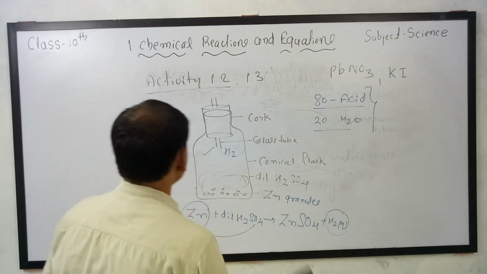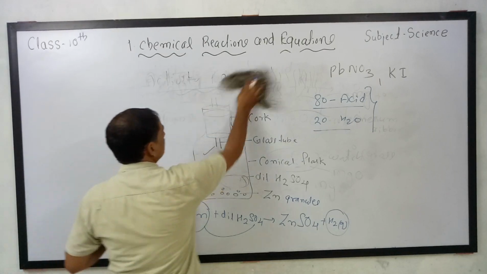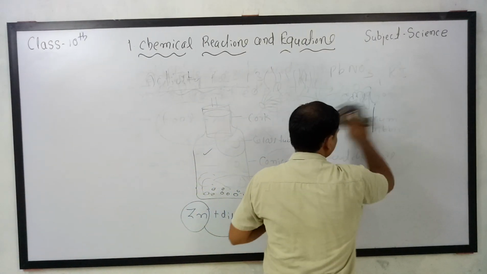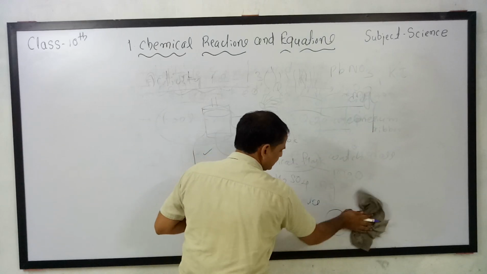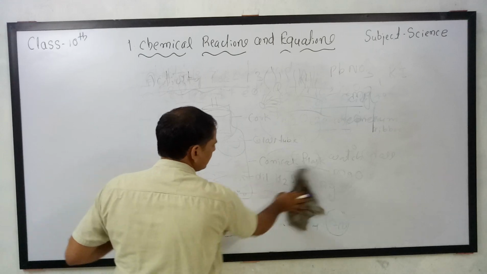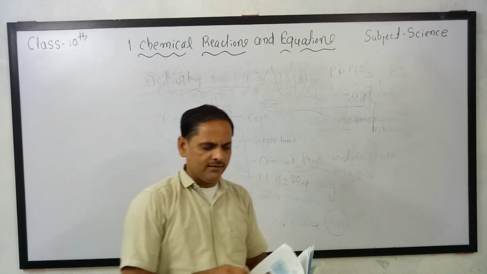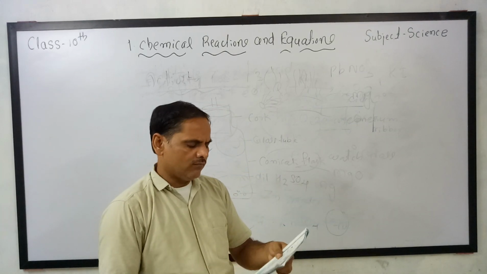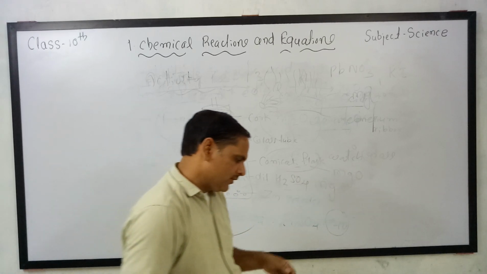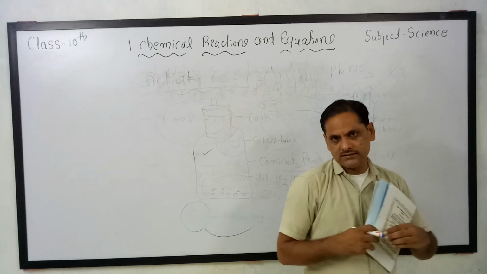Next we discuss activity 1.1 and 1.3. These two activities are very important from the exam point of view. Both are examples of chemical change. Clear? On the first page we discussed a lot of different types of examples of chemical change or physical change.